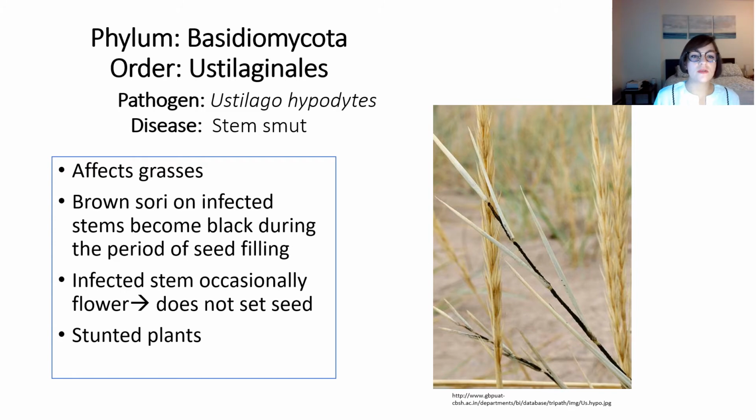There's also the stem smut, which is caused by Ustilago hypodytes, which only affects grasses, and it produces brown sori on the infected stems, which causes them to become black during seed filling. Infected stems occasionally flower, but they do not set seeds, and the plants are usually shorter.